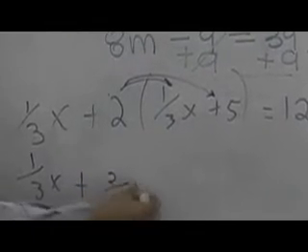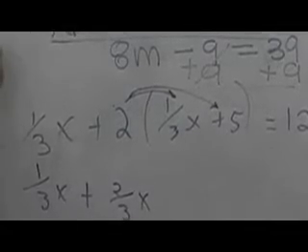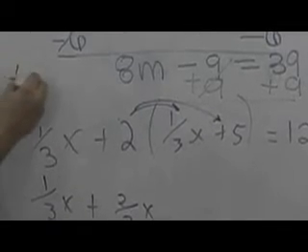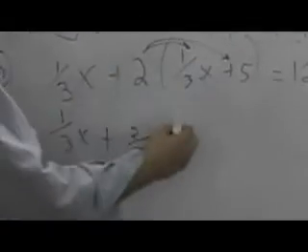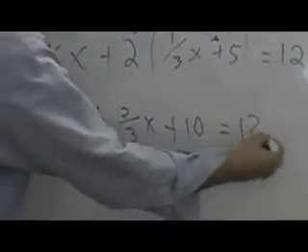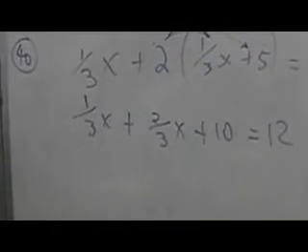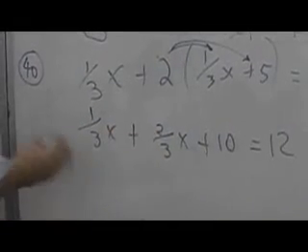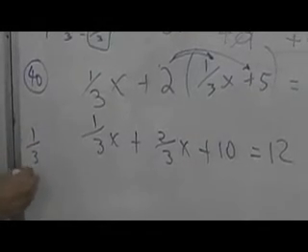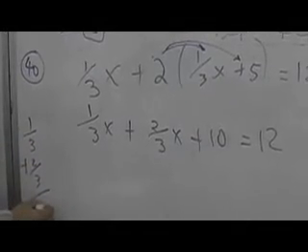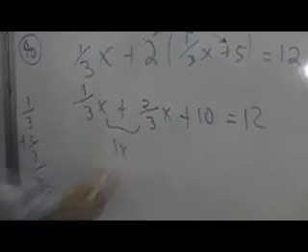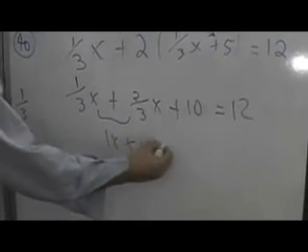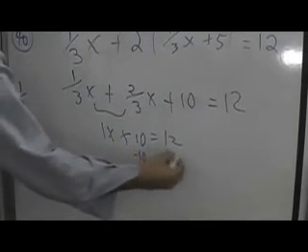2 over 3x. Okay? Because it's just like saying 2 over 1 times 1 over 3. That equals 2/3. Okay? Just your basic fraction multiplication. 2 times 5 is equal to 10 equals 12. And now from there, you're pretty much on your way because 1/3 x adds to 2/3 x. What's 1/3 plus 2/3? It equals 3/3, which equals 1. So this and this add up to be 1x. Plus 10 equals 12. And we subtract 10 on both sides.